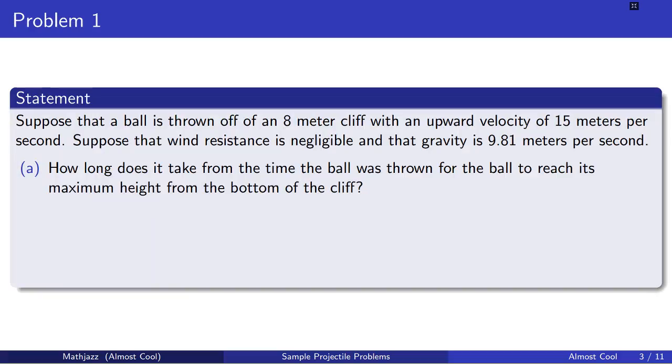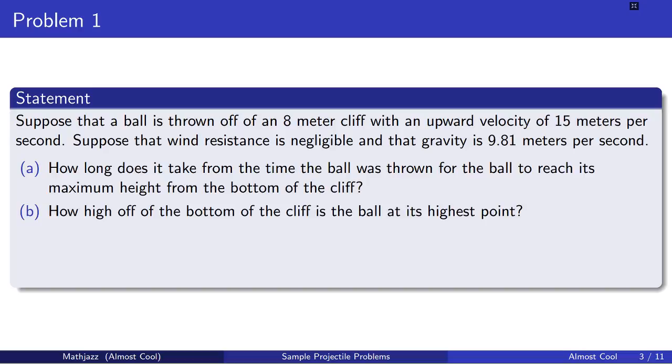Here is problem 1. Suppose that a ball is thrown off of an 8-meter cliff with an upward velocity of 15 meters per second. Suppose that wind resistance is negligible and that gravity is 9.81 meters per second squared. A. How long does it take from the time the ball was thrown for the ball to reach its maximum height from the bottom of the cliff?